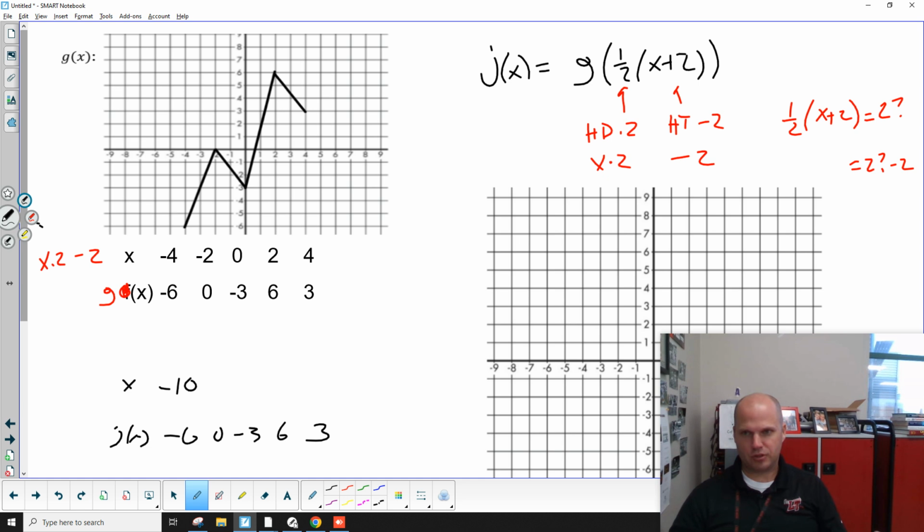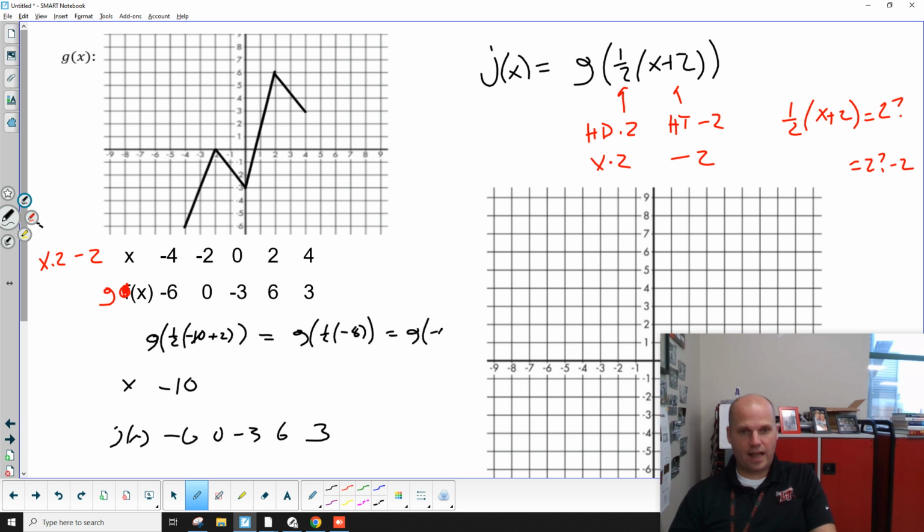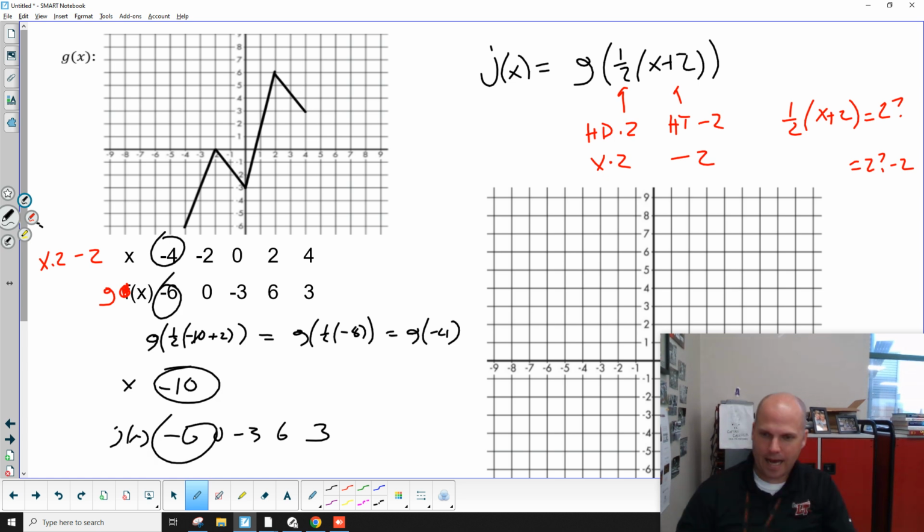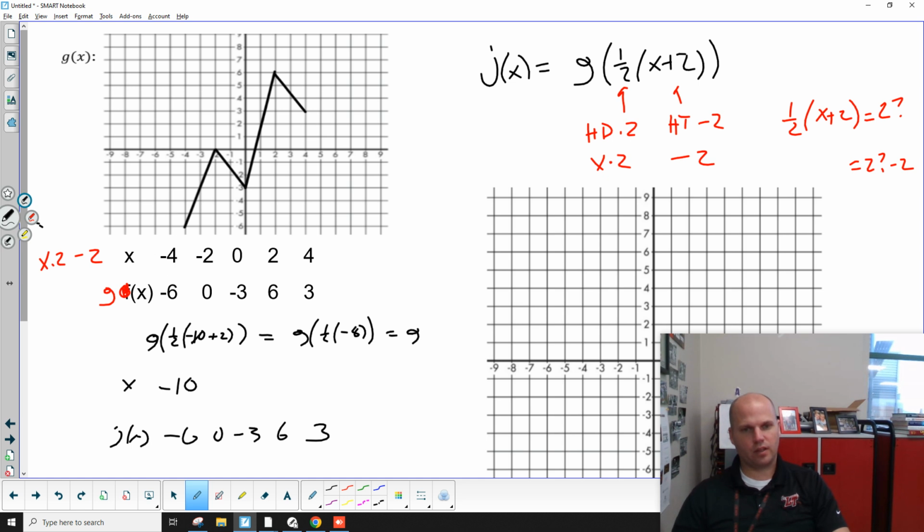Now, right off the bat, I'm checking. If I plug in -10, G of 1/2 times -10 plus 2, I get G of 1/2 times -8. A half times -8 is G of -4. G of -4 is 6. I have -10, I got it, okay? This stuff is so tricky, and I think that I got it now. And the key is understanding inverses, honestly, which I didn't expect.